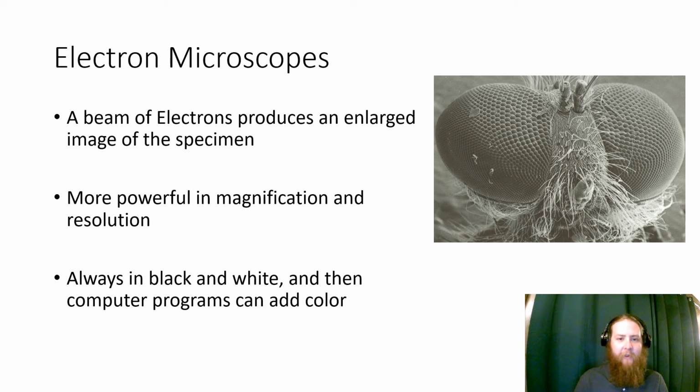But this here is a fly, its eyeball and face blown up. You can see the hairs coming off of here. You can see the little different lenses going on here. You get very cool images. And we can use these to look at really, really small things like viruses and bacteria and all of these really tiny particles. So we can even look at individual molecules using electron microscopes.